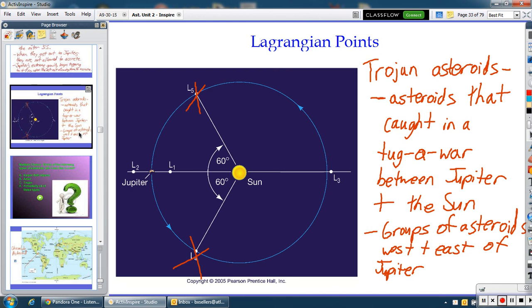Another type of asteroid is the Trojan asteroid. Trojan asteroids are asteroids that are caught in a tug of war between Jupiter and the Sun, in what's known as the Lagrangian points, which is right up here. There are groups of asteroids that are east or west of Jupiter, and they are within Jupiter's orbit. Jupiter pushes them and pulls them along, and the reason they don't go crashing into Jupiter is because they're also accelerated by the Sun. So it's caught in this gravitational tug of war.